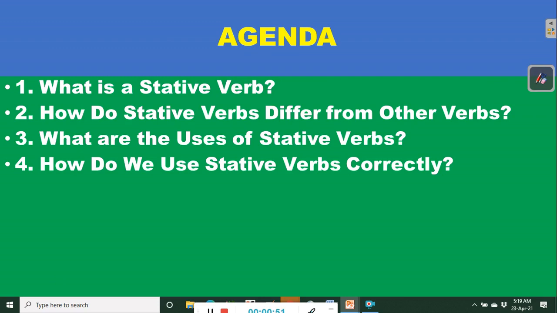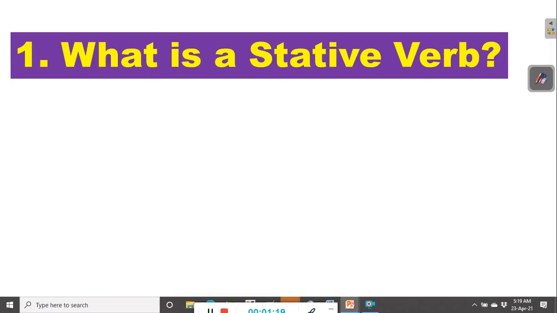First, we look at the agenda for today's episode. Number 1, what is a stative verb? 2, how do stative verbs differ from other verbs? 3, what are the uses of stative verbs? And 4, how do we use stative verbs correctly? We are going to look at this one by one.